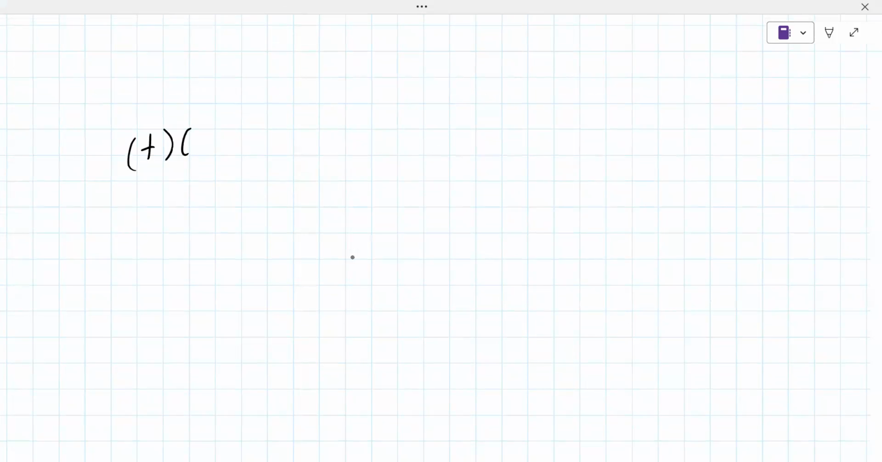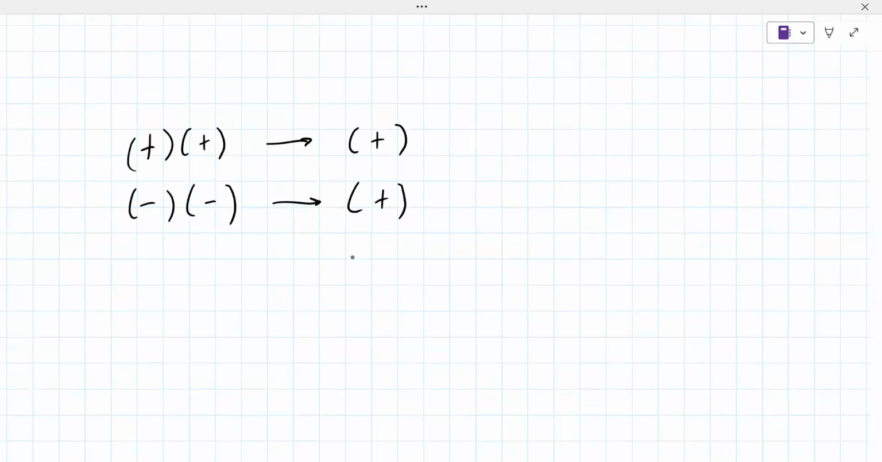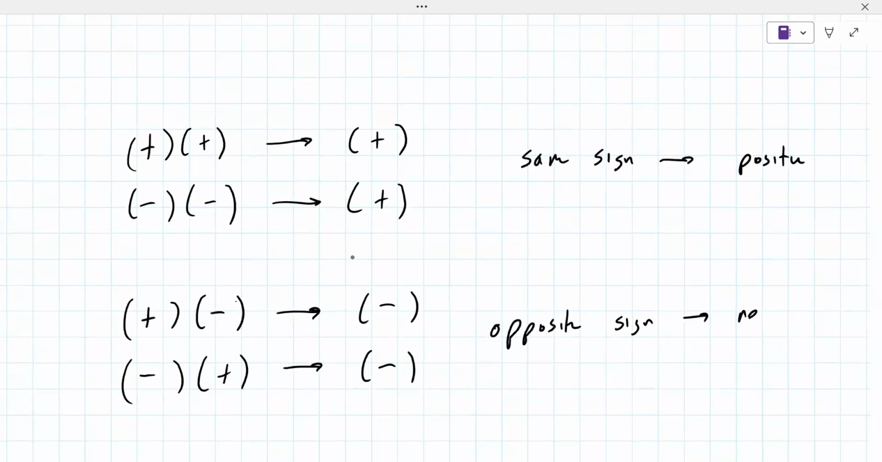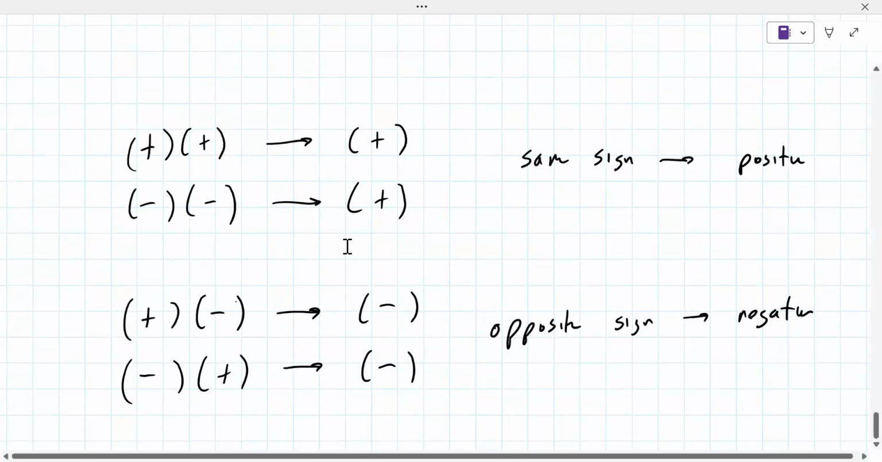When you have two positives that you multiply together, the answer is positive. When you have two negatives that multiply together, the answer is positive. The same sign becomes positive. Now, if you have a positive and a negative, that becomes negative. When you have a negative and a positive, that becomes negative. So opposite sign becomes negative, like that. Any questions on that?